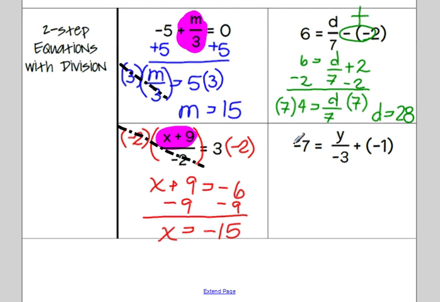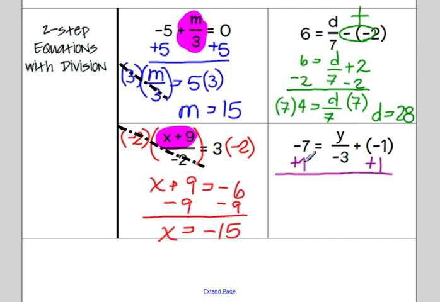One more of these. So -7 equals y divided by -3 plus -1. So going back to where we just have a variable divided by a value, the first step is to get rid of this -1. So to undo that -1, we would add 1. That looks like a 7. Let me erase. So I'm going to add 1 and add 1.